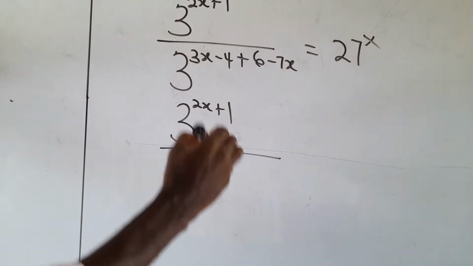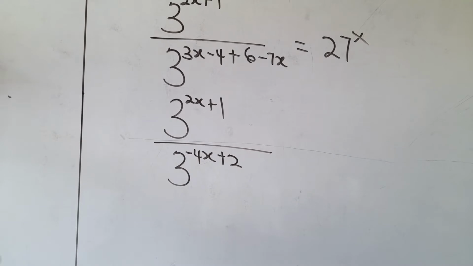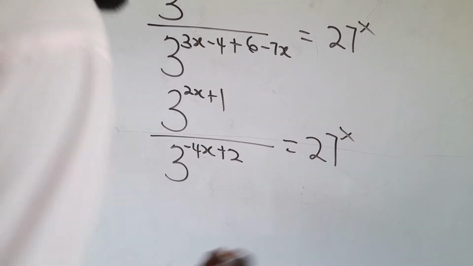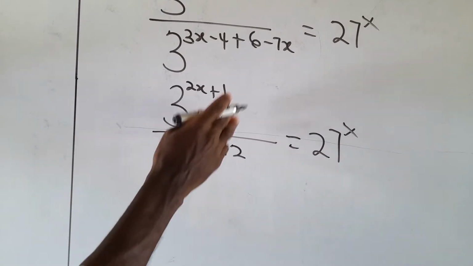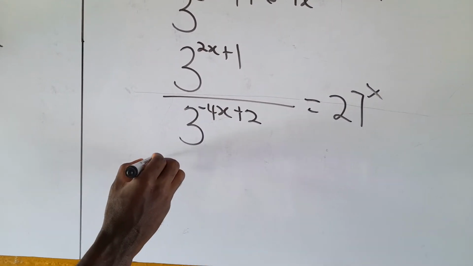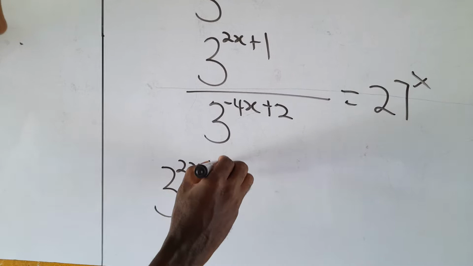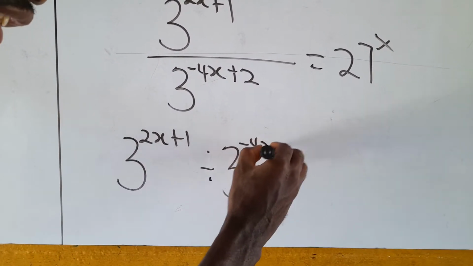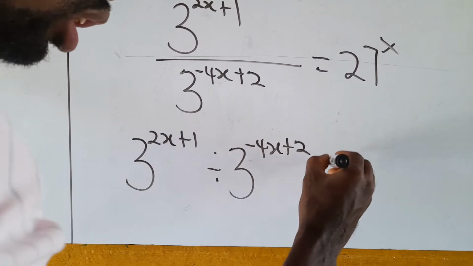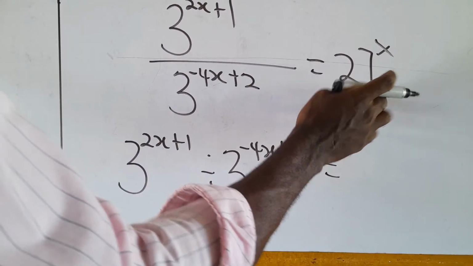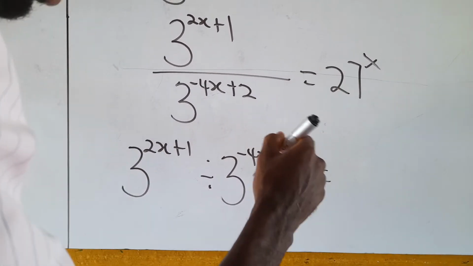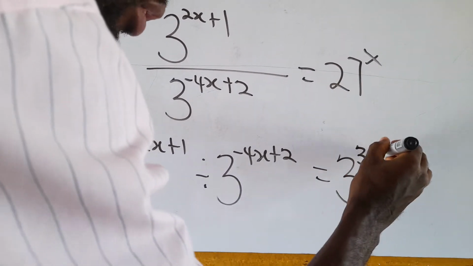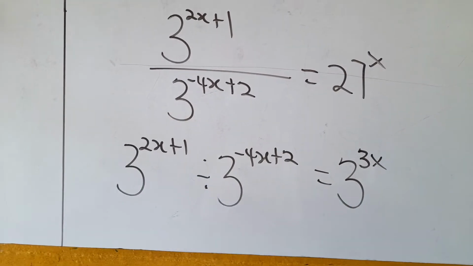Negative 4 plus 6 will be plus 2, will be positive 2. And this will be equal to 27 exponent x. What do you do? You can rewrite this as 3 exponent 2x plus 1 divided by 3 exponent negative 4x plus 2, and to be equal to, I can change this to have a base of 3. So we have 3 exponent 3 is 27. Then we attach our x.